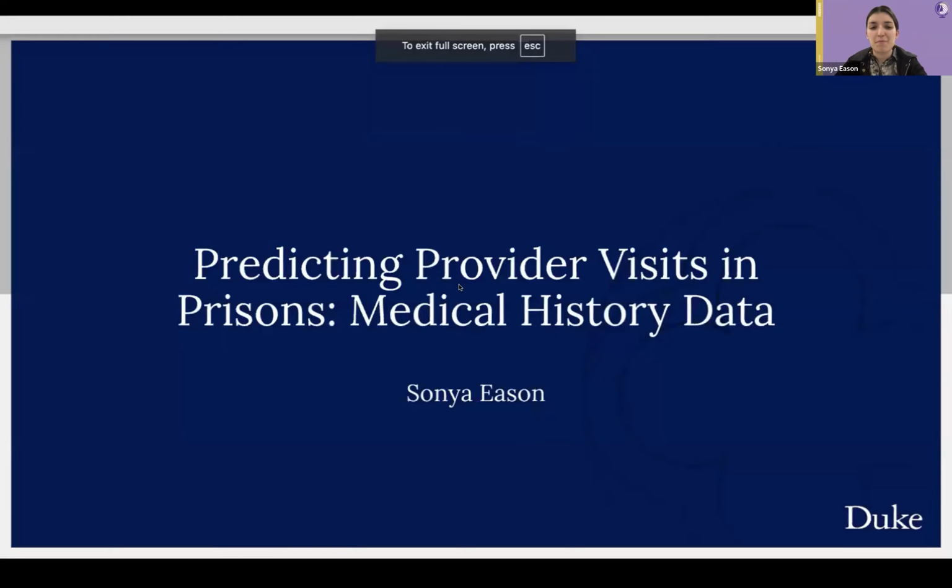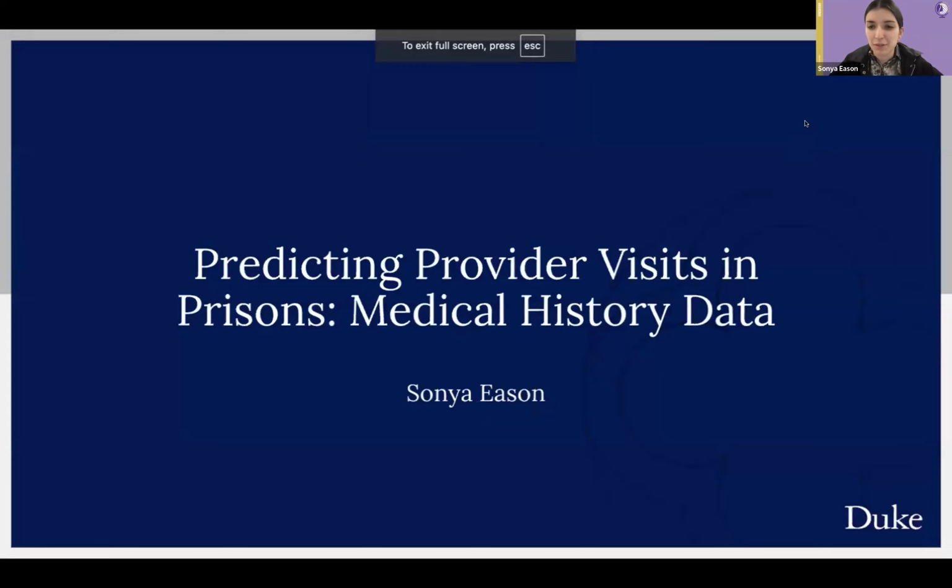Okay. So my project is geared toward predicting provider visits in prisons. Basically, if we have a survey of prison inmates, can we predict who is actually seeking healthcare help, who has seen a provider since admission? I think medical history data is an extremely informative part of this, so looking at ways to optimize use of medical history data is the center of this project.